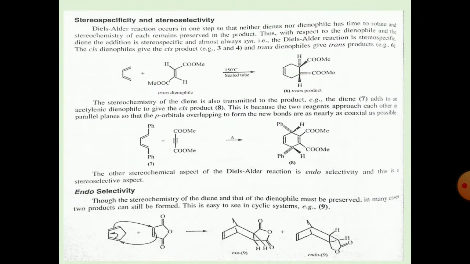Stereospecificity and regioselectivity. The Diels-Alder reaction occurs in one step, so neither the diene nor the dienophile has time to rotate. The stereochemistry of each remains preserved in the product, and thus with respect to the dienophile and the diene, the addition is stereospecific and almost always seen. That is, the Diels-Alder reaction is stereospecific. The cis dienophile gives the cis product and the trans dienophile gives the trans product.